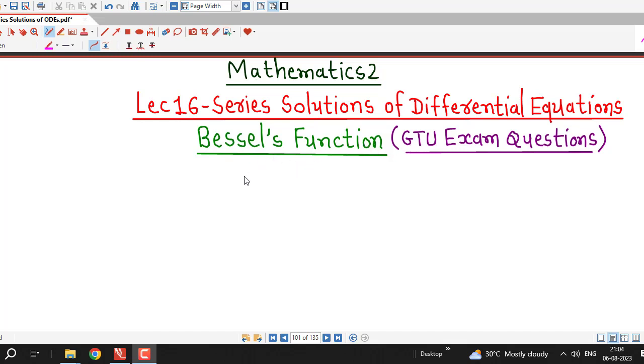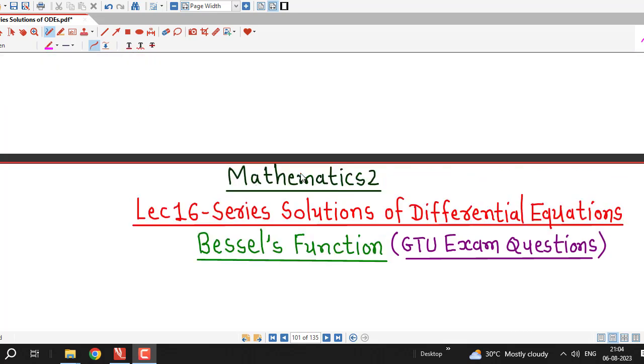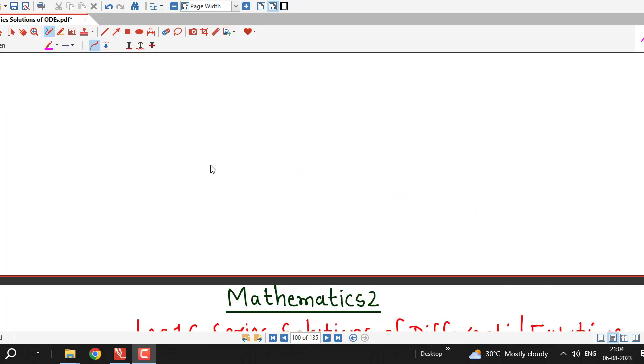In previous lecture, we have discussed about Bessel's equation and we have seen that particular solutions of Bessel's equation are known as Bessel's function, and we have written the formula for Bessel's function of the first kind of order nu. We recall that formula for Bessel's function of order nu.